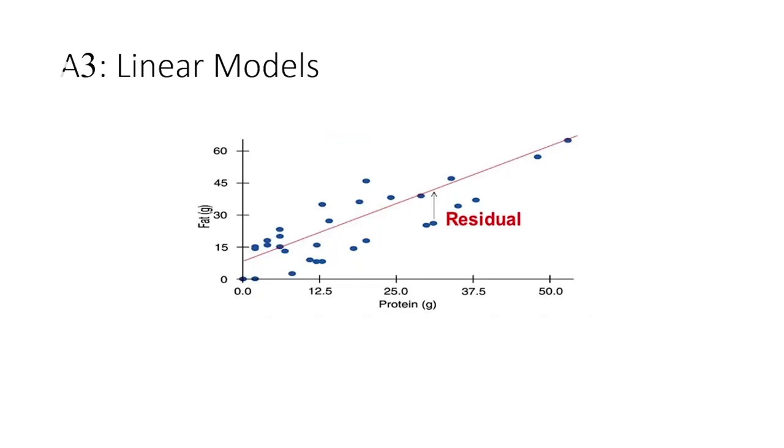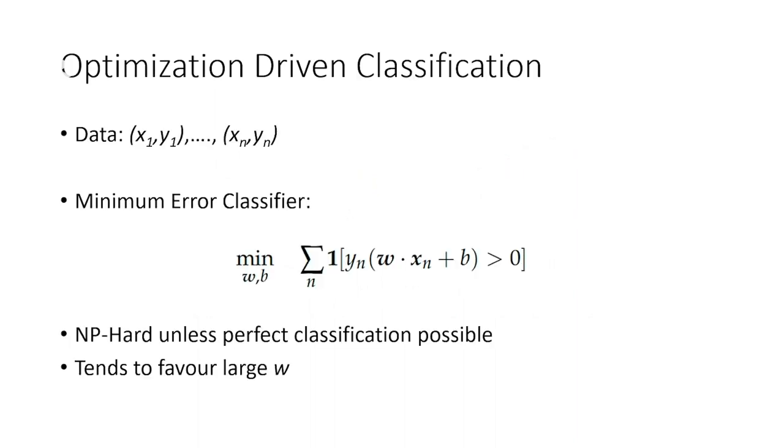Okay, so let's talk about linear models. This is something that I'm sure you as engineers have seen many times. I'm going to give you my own interpretation of linear models. I don't think I'm going to tell you anything new, just how machine learning learners view linear models. So this is a linear model: protein, fat, residuals. Residual is the difference from the linear part.